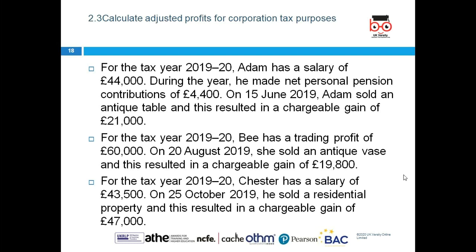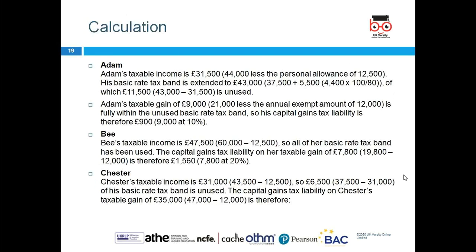And then Adam sold the antique stable. That's a chargeable gain as well. So we need to add it. So what we are doing, we are looking at 31,500. Then we look at the basic, which was 4,400, because the 20% was deducted at source. So 4,400 times 100 divided by 80.